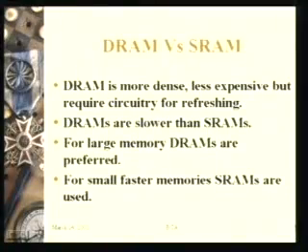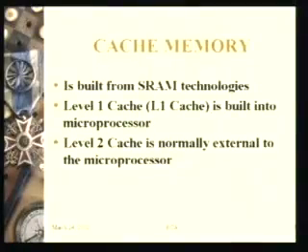Now let us try to contrast static versus dynamic, or DRAM versus SRAM. DRAM is more dense, less expensive, but requires circuitry for refreshing. DRAMs are slower than SRAMs. For large memory, DRAMs are preferred. For small, faster memories, SRAMs are used. So ultimately it boils down to the same logic. What is that particular logic? The simple logic is that DRAM should be used for main memory and SRAM should be used for cache.